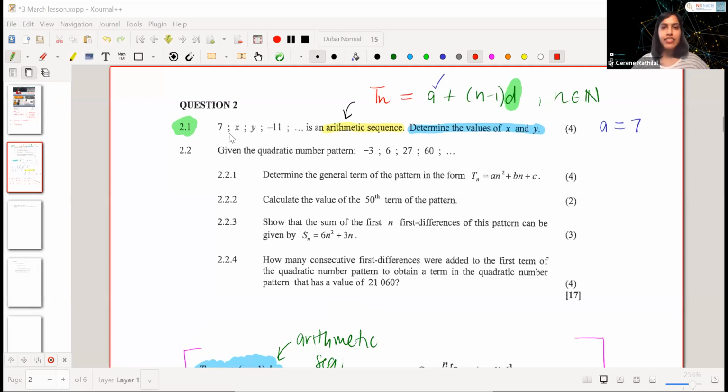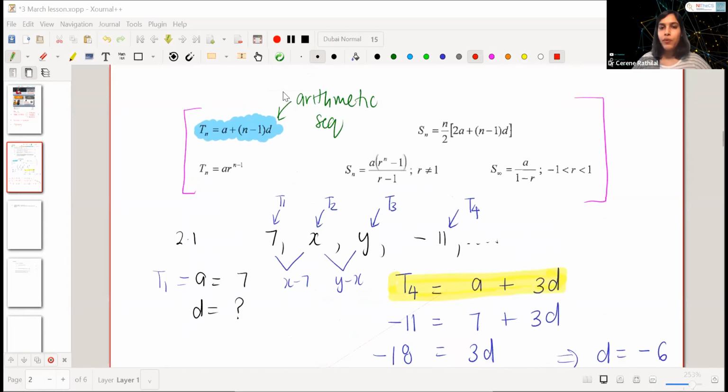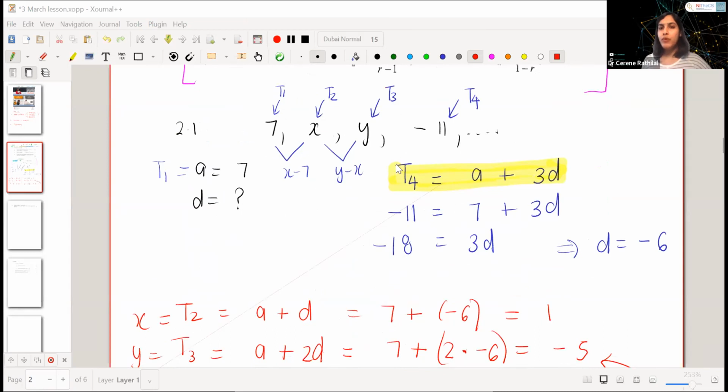We are given a sequence, 7, x, y, minus 11. There are 4 terms in this sequence, and it continues. We're told it's an arithmetic sequence, so clearly the first term is 7. A is 7, and the 4th term, T4, was minus 11. So the protocol we followed was we expressed what T4 represented, we plugged in the A and we solved for the unknown of D. We saw that the common difference was 6.